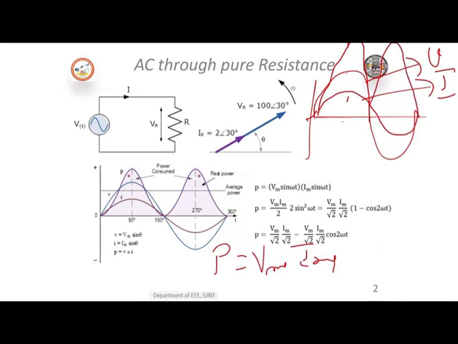Here, whether it's the positive cycle or the negative cycle, whatever power we consume will always be positive, because when the current and the voltage are in phase, when voltage is in the positive cycle, current is also in the positive cycle. When voltage is in the negative cycle, current is also in the negative cycle. So plus into plus will be plus, minus into minus will be equal to plus. That's why in any of these cases, whatever power we get in a pure resistive circuit will be a positive one itself.